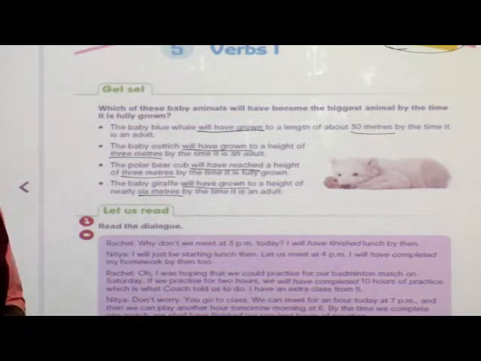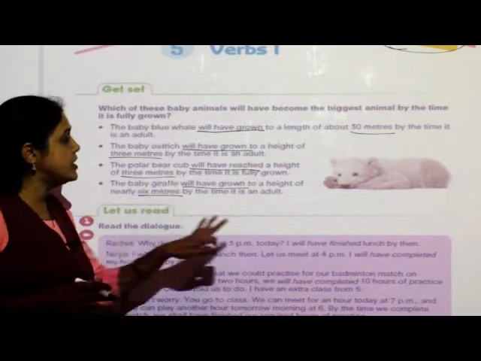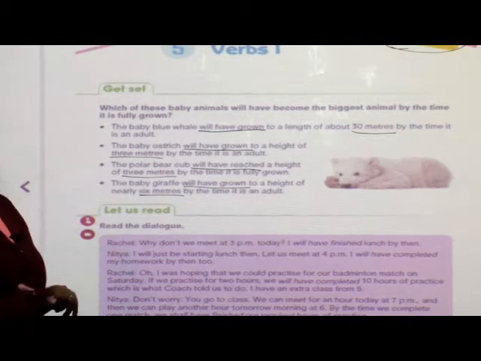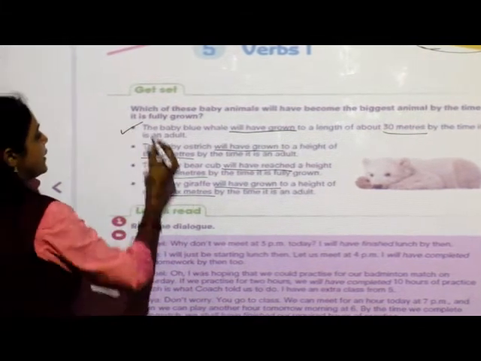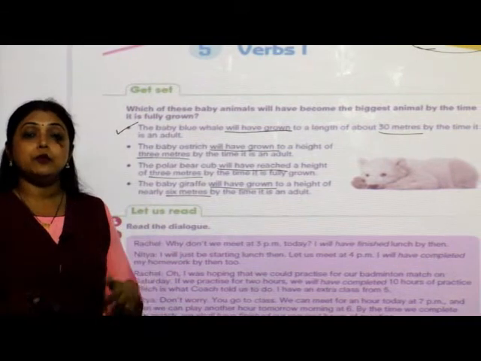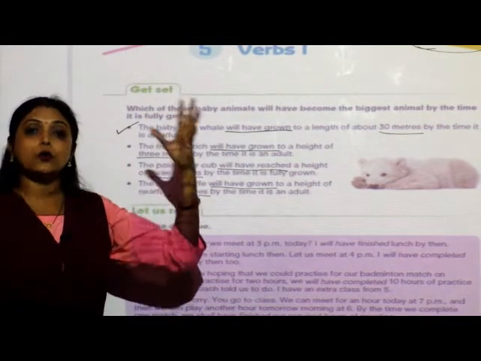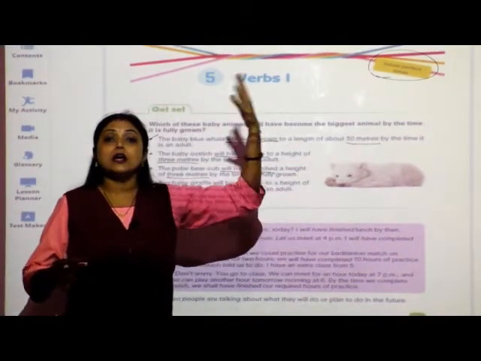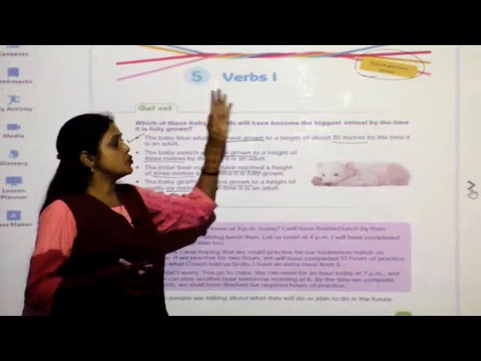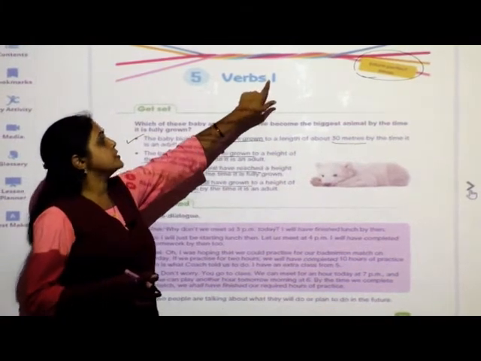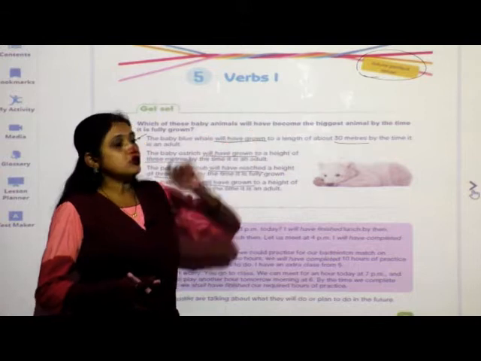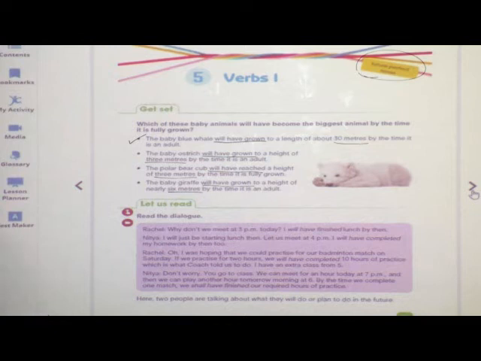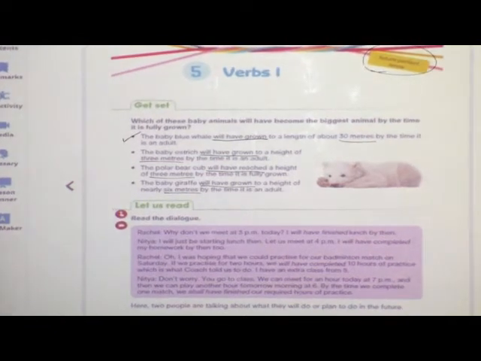So what do you think, which one of these will be the biggest animal? Can you give me the answer? The answer is the baby blue whale. When the baby blue whale grows up, it will be 30 meters. So I am talking about the future. Today we are going to learn verbs part 1, future perfect tense. So now we will start. Let us read the dialogues.